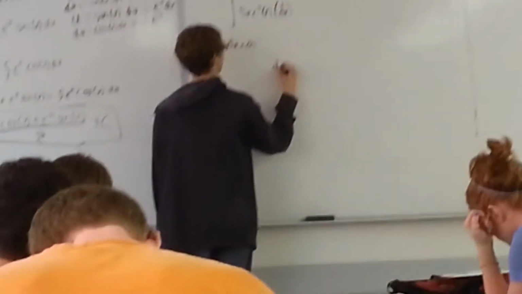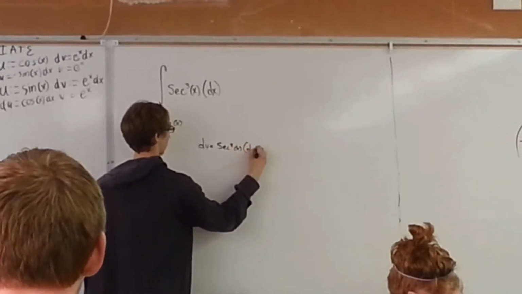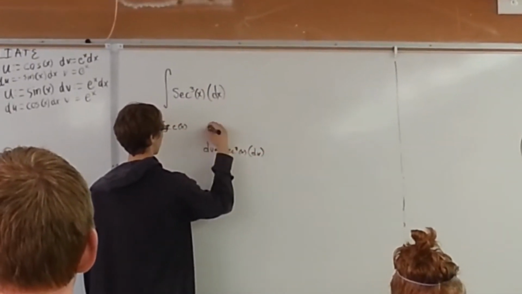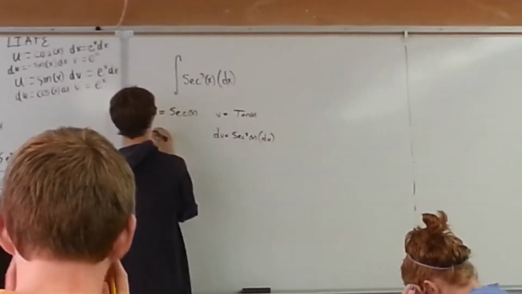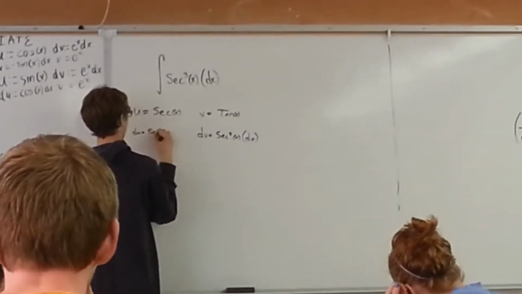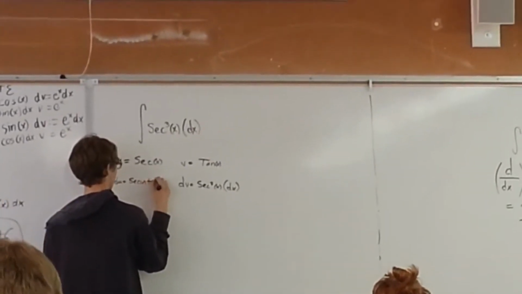U equals secant, and dV equal to secant squared. So V becomes tangent, and U becomes secant tangent.